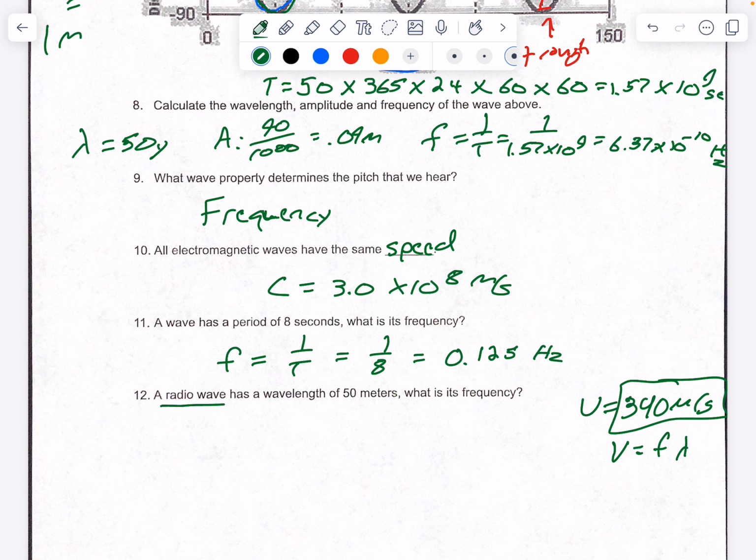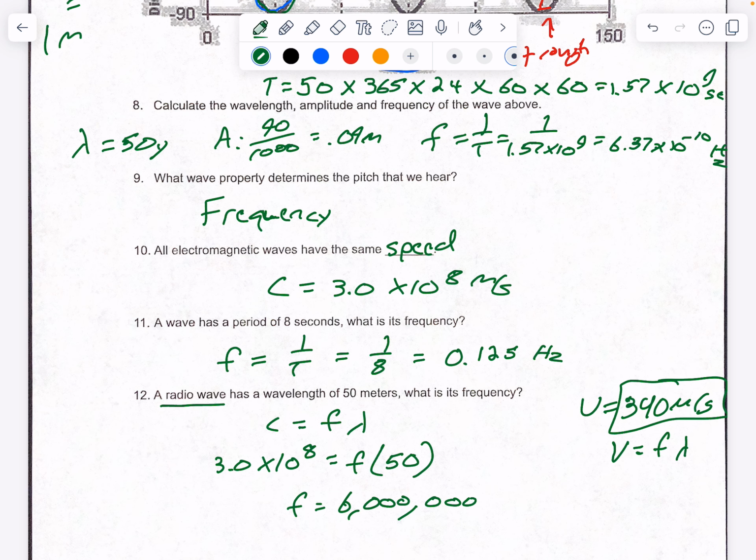Okay, if you're not dealing with sound, or if you're dealing with electromagnetic, you're going to do this equation right here, C equals frequency times wavelength. C is the speed of light because that is what all EMR waves travel at. Frequency we don't know, that's what we're looking for, and your wavelength is 50 meters. So divide both sides by 50, and you get a frequency of 6 million hertz.